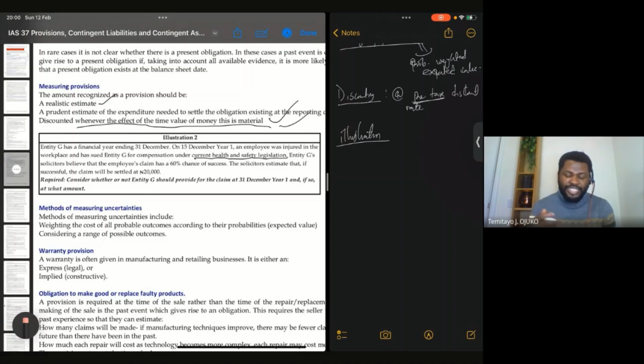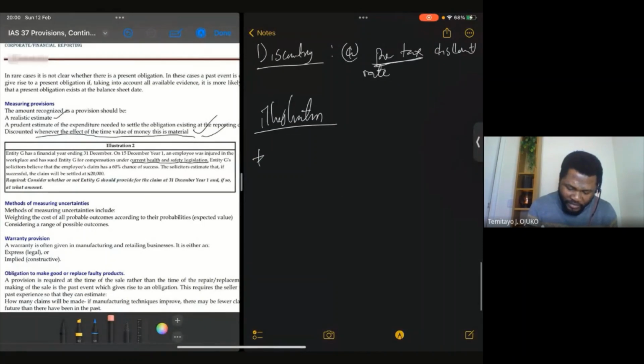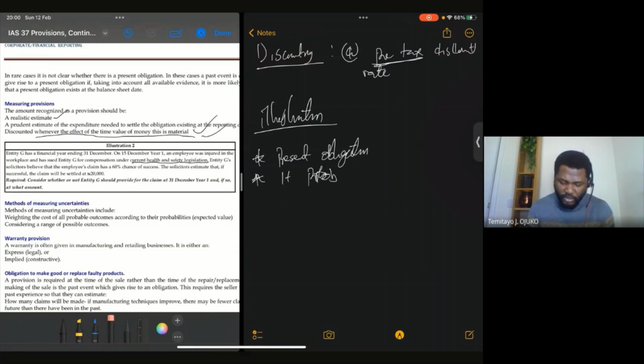Now, the solicitors estimate that if successful, the claim will be settled at 20,000. So first, it is important that we note that one, there is a present obligation. Two, it is probable. Payment is probable.